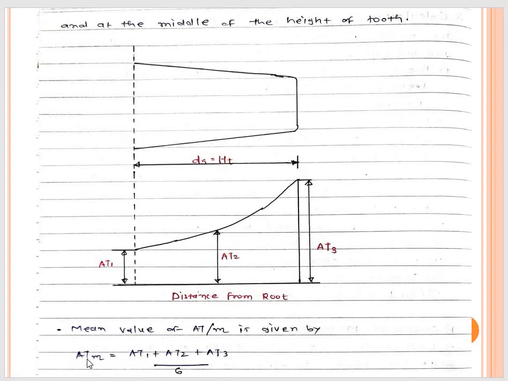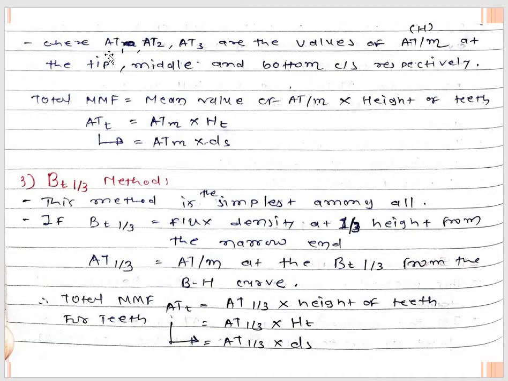By this equation we will get the value of the ampere turn mean, where AT1, AT2 and AT3 are the values of the magnetic field intensity H, in ampere turn per meter, at the tip of the tooth, at the middle of the tooth, and at the bottom of the cross section of the tooth respectively. So AT1 is at the tip, AT2 is at the middle, AT3 is at the bottom of the teeth.